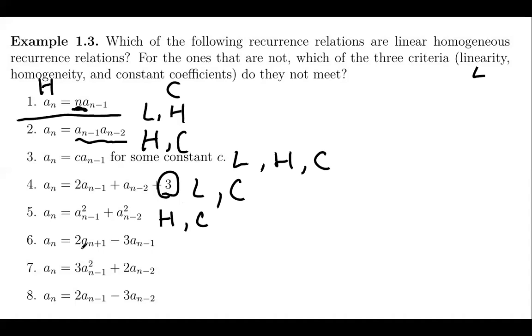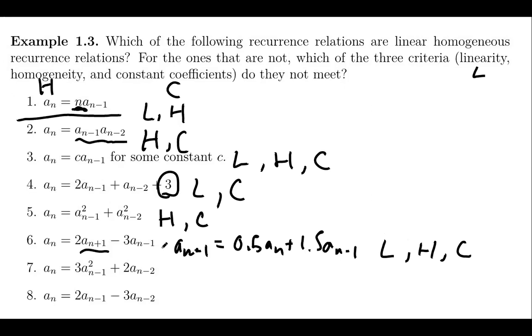Okay, and then this one, you have to be careful because we actually have a_{n+1} here. However, this is still fine because we can rewrite it so that a_{n+1} is on one side, and we have 0.5 a_n plus 1.5 a_{n-1}. So it turns out that this is also linear since all of the a's are the same degree, and that's 1, homogeneous, and the coefficients are all constant.